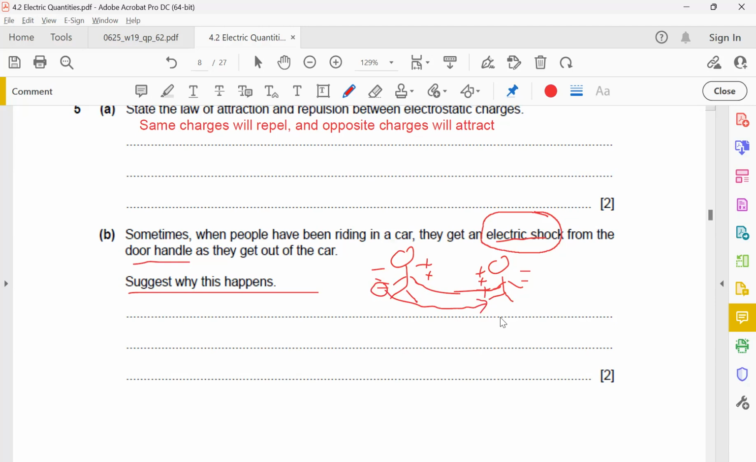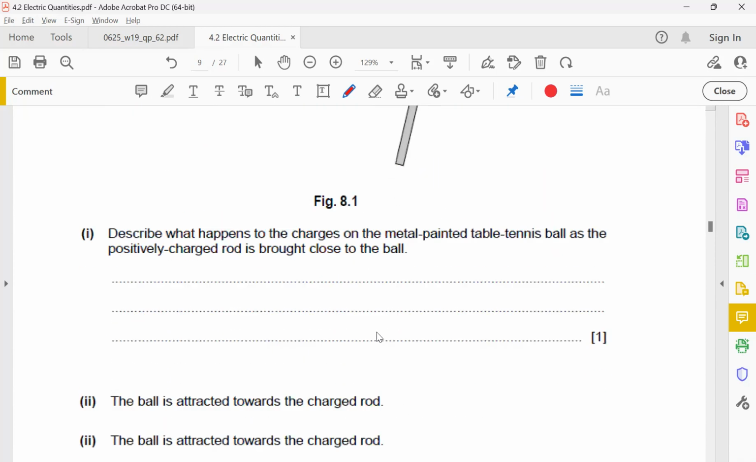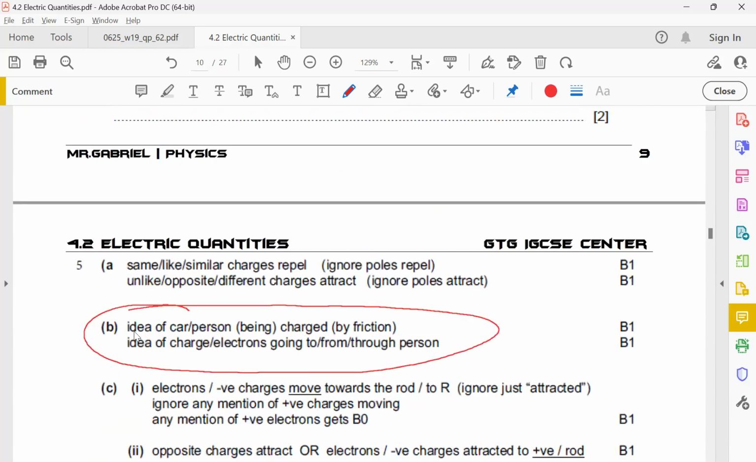But when it transfers over, it's due to the flow of electrons. So this flow of electrons gives you the electrical shock. So you're going to say someone is more negatively charged than the other thing, and then there is a flow of electrons from one thing to another, which is what you see in this mark scheme here. Right, the idea of the person being charged, which is that one thing is more negatively charged, and then it's a flow of electrons that gives you that shock, the spark.